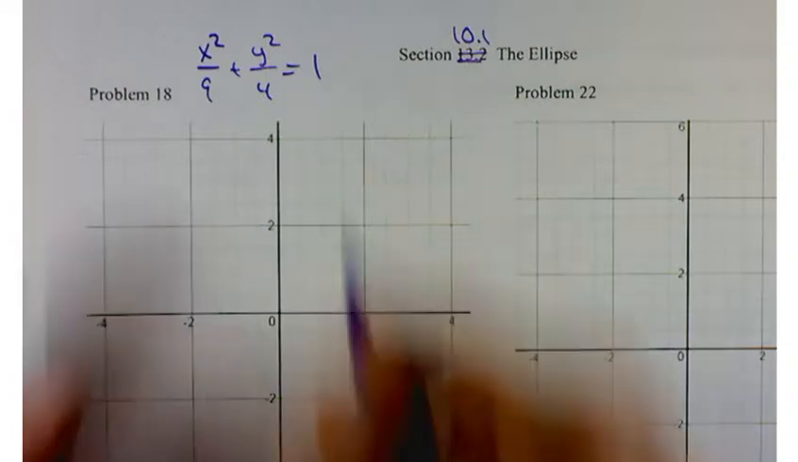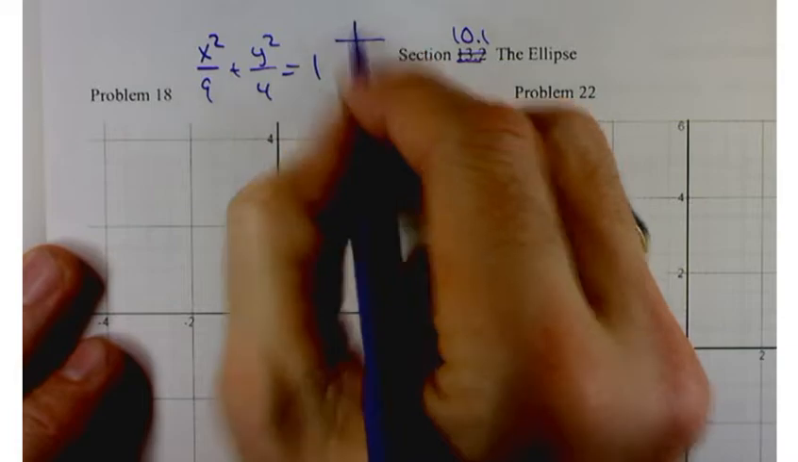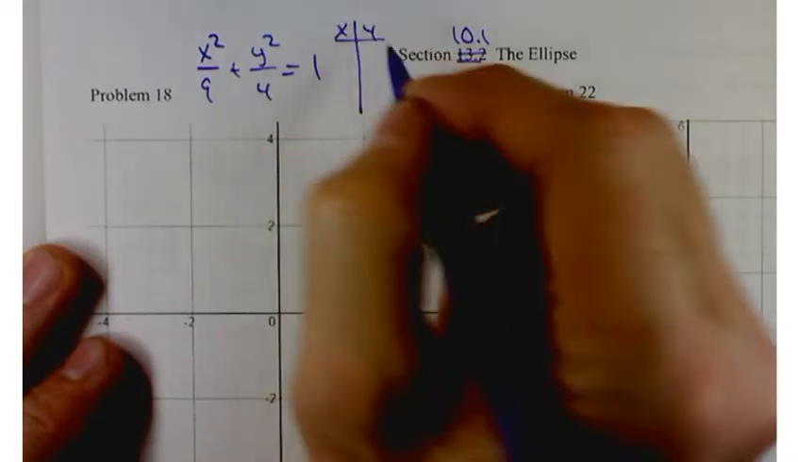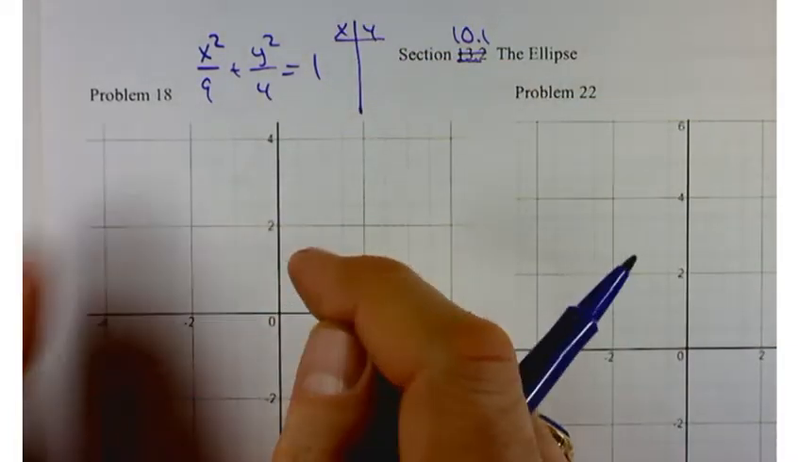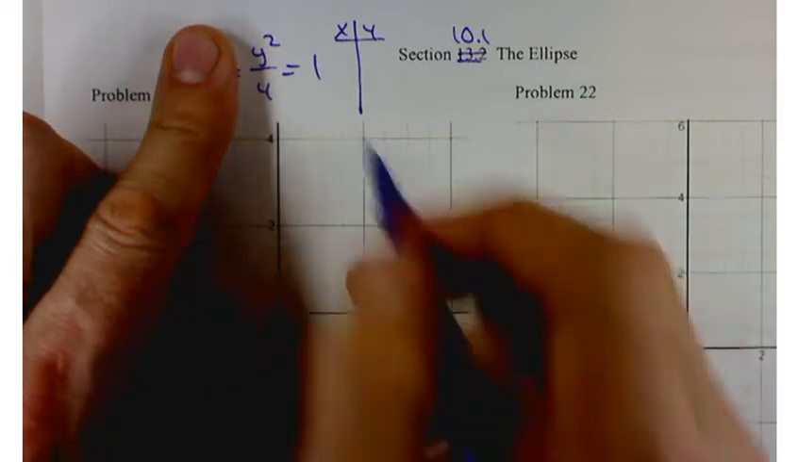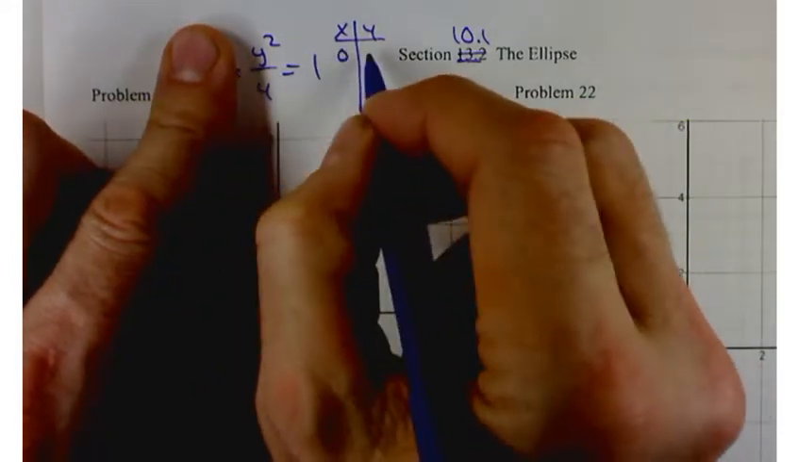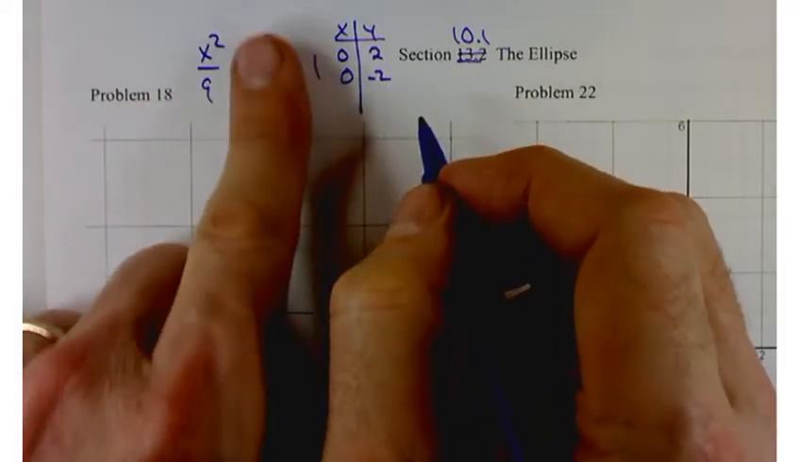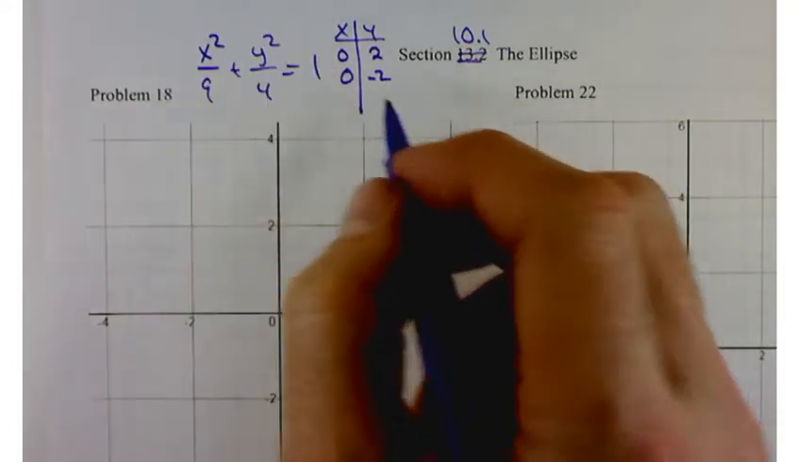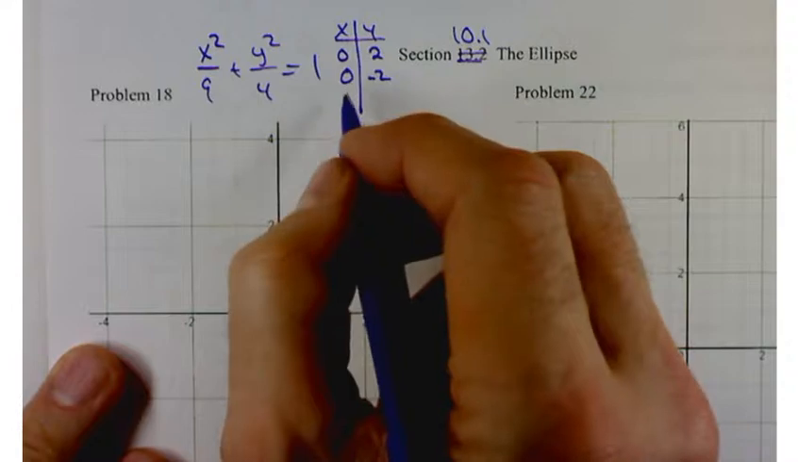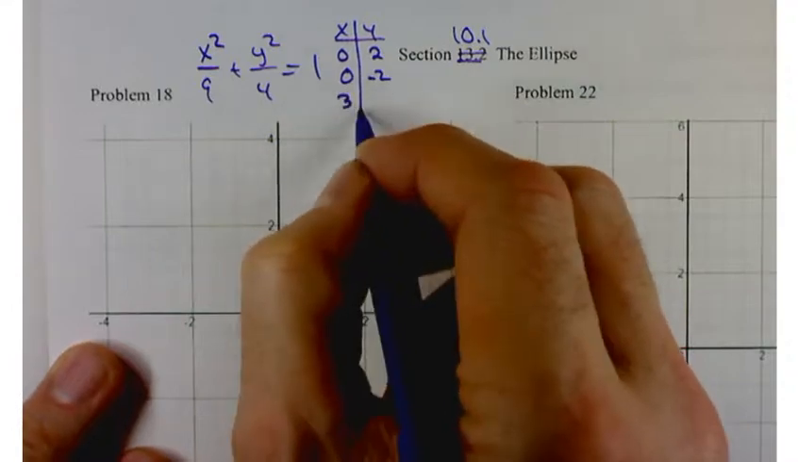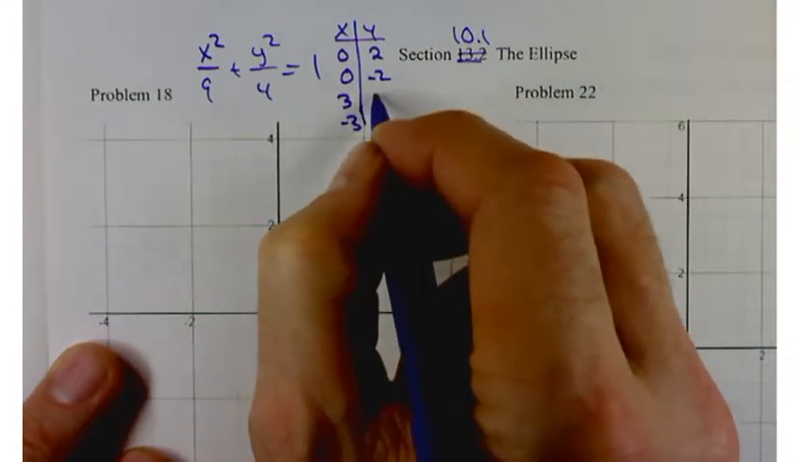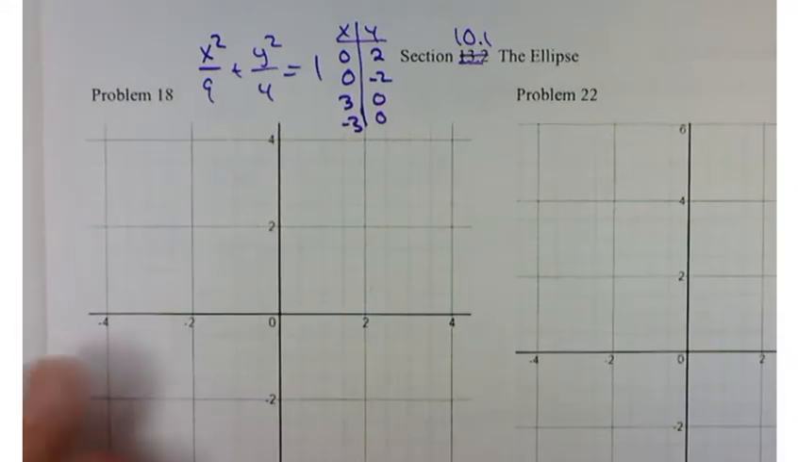Well, you could spend a little time plotting x and y intercepts on this graph. For instance, if you set x equal to 0, you'd end up with y is positive 2 or negative 2. Likewise, if you set y equal to 0 to get the x-intercepts, you'd end up with x equals 3 or negative 3. So you'd have those points, and then you could graph it, at least to try and get started.